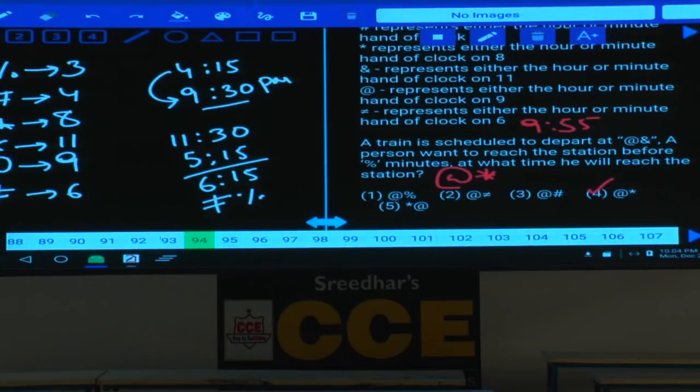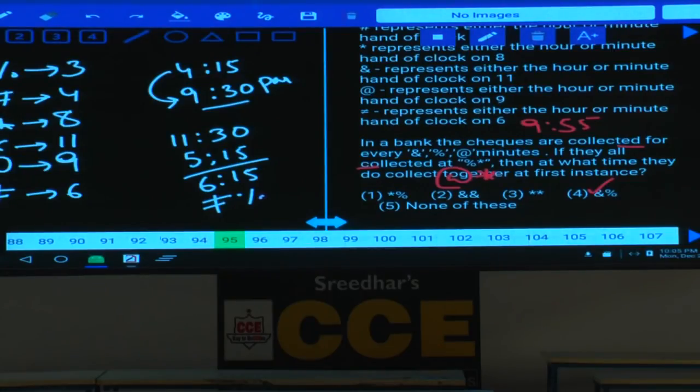Now the train is scheduled at 9:55. This person wants to arrive 15 minutes before this. 9:55 minus 15, hence 9:40. This person has planned to come here by 9:40. 9:40 is 9 in the hour hand and 8 in the minute hand, that is, at the rate of and star. Now this is about question number 94.